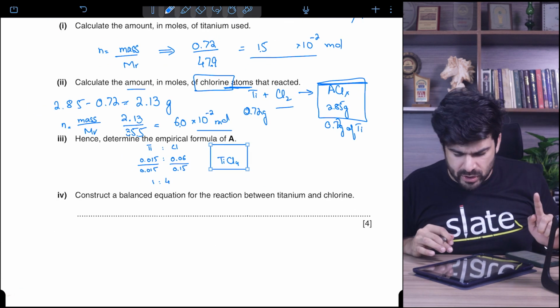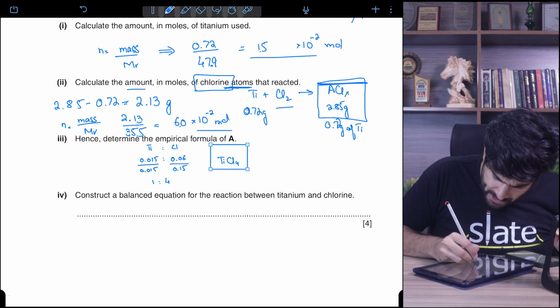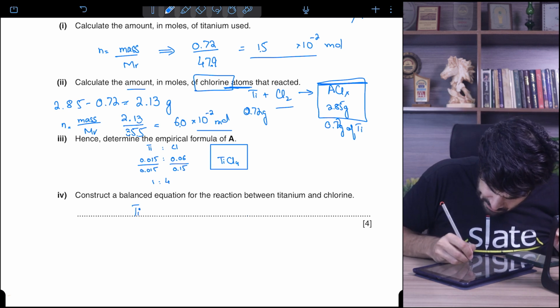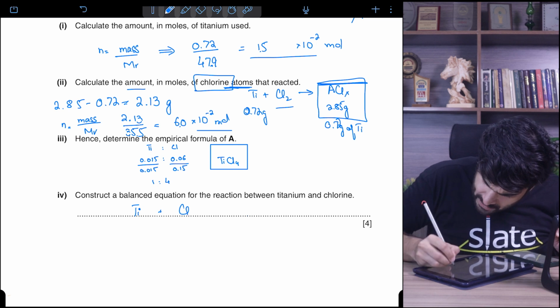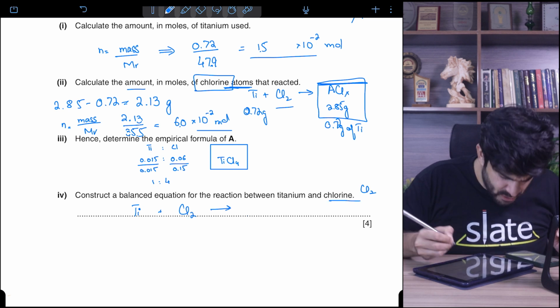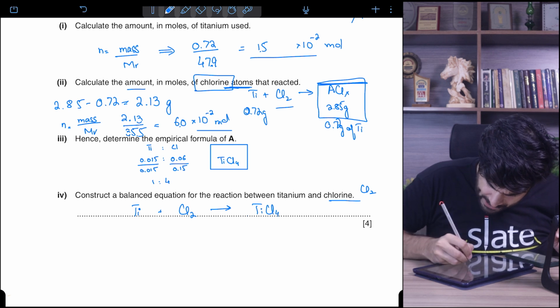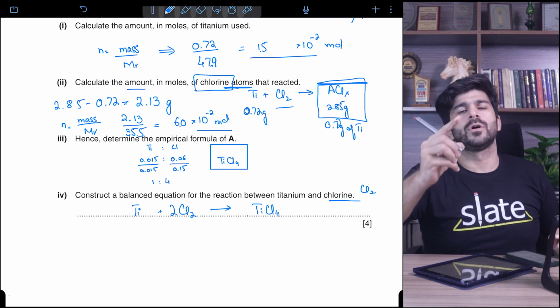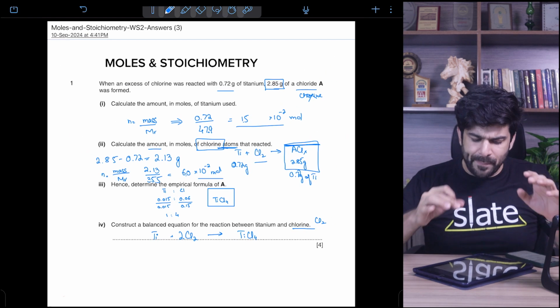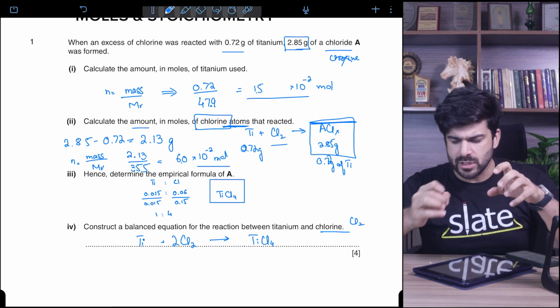Construct a balanced equation for the reaction between titanium and chlorine. Now we know it's an easy one. Titanium plus chlorine. Chlorine is Cl2. And this would give me TiCl4. Hence, we have 2 moles of chlorine here. So that is a basic question of stoichiometry. Not very tough. Just little questions, little information.